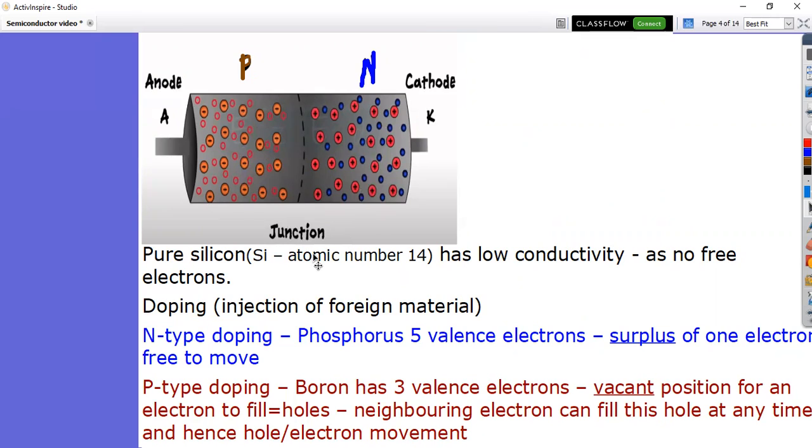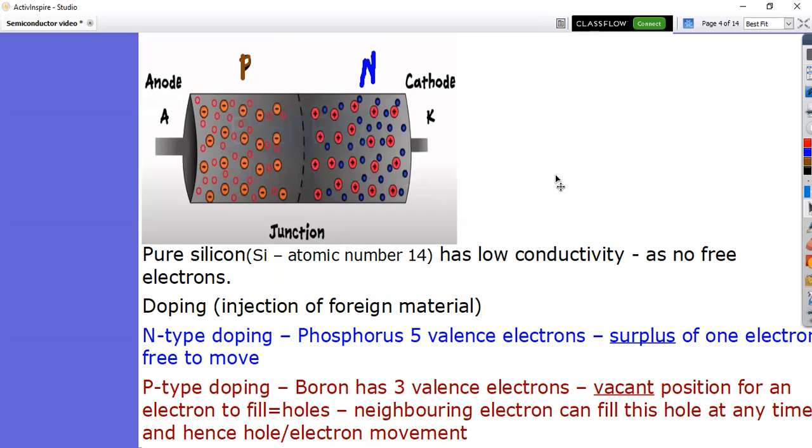Silicon on its own is neither a good conductor nor a good insulator. It has little electrical use in its pure form. However, if we dope it, we then create N-type and P-type material. If we bring those two materials together across that junction, we form a junction diode.